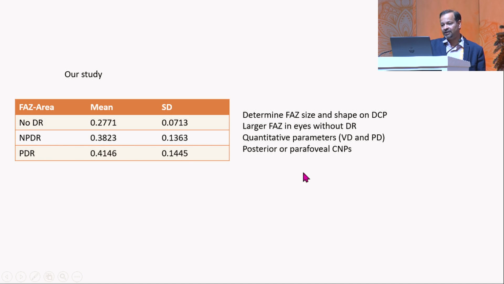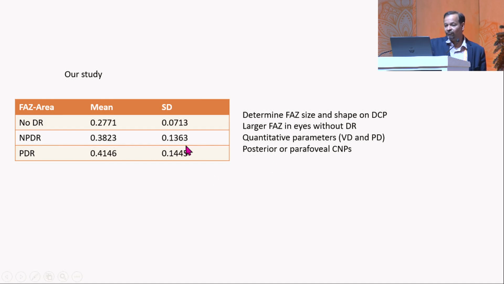As Devesh highlighted, the various quantitative parameters we saw were vascular density and perfusion density, and we saw that as the grade of diabetic retinopathy increased, all these quantitative parameters decreased, signifying that there is some amount of change even when the size of the FAZ is normal.